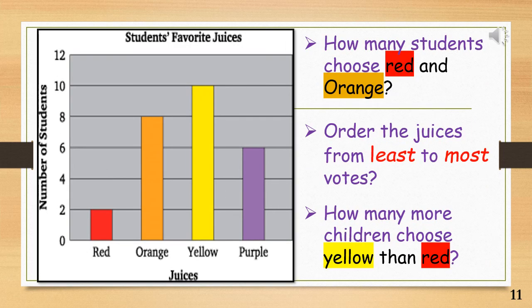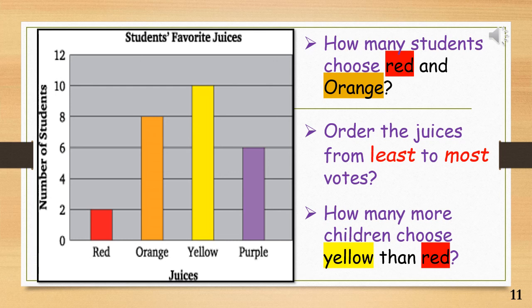Slide number 11. Continuing with the same bar graph, how many students chose red and orange? So here we're asked to do addition. We know that 2 students chose red and 8 students chose orange. Therefore, 2 plus 8 gives us 10. Order the juices from least to most votes. We can see that the least number is number 2, the red juice, and the most is the yellow juice with 10.